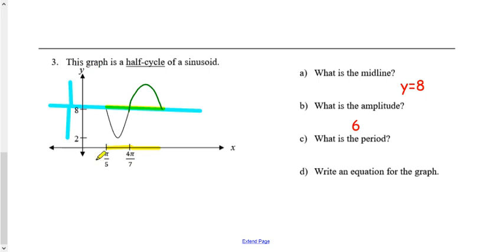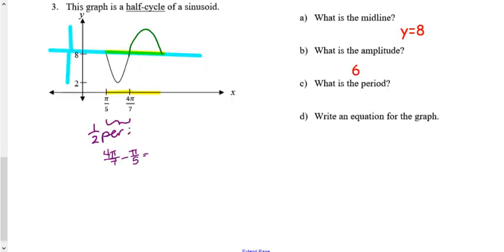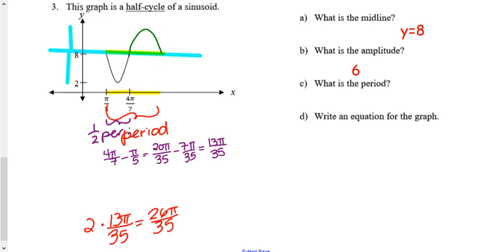Well, it's the difference between 4 pi over 7 and pi over 5. So half of my period is 4 pi over 7 minus pi over 5. I need to get a common denominator. My common denominator would be 35. So now I have 20 pi over 35 minus 7 pi over 35 is 13 pi over 35. So half of the period is 13 pi over 35. But what I needed was the whole period. So I'm going to have to double my 13 pi over 35. Doubling 13 pi over 35 makes 26 pi over 35. So that is my period.